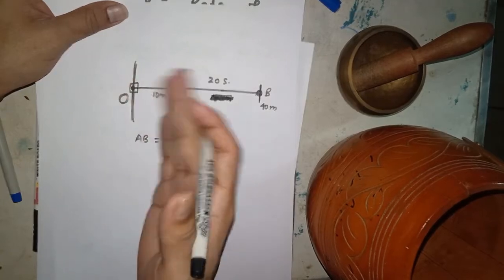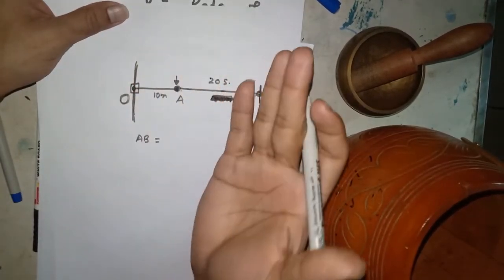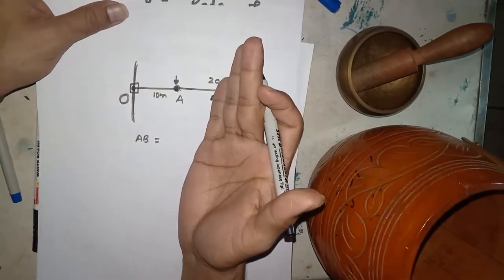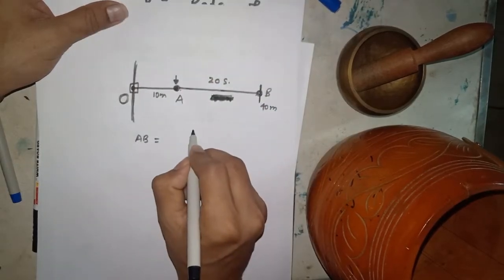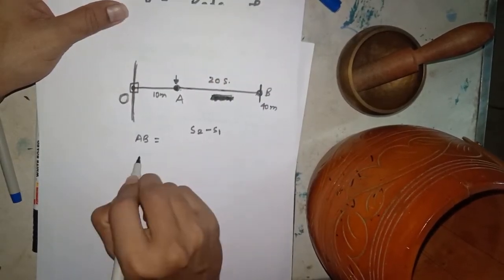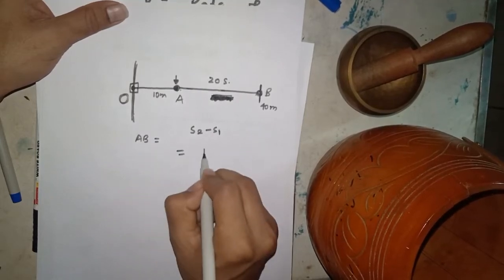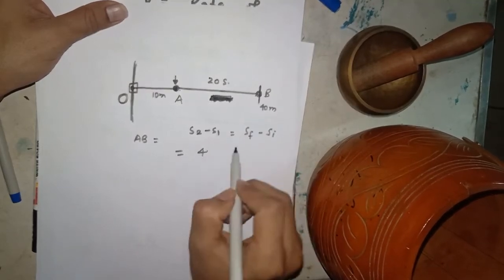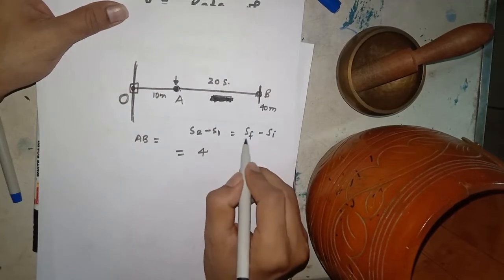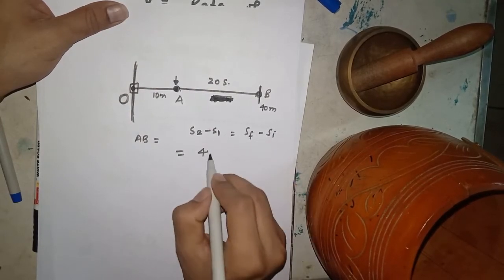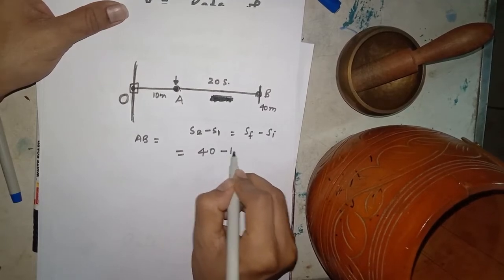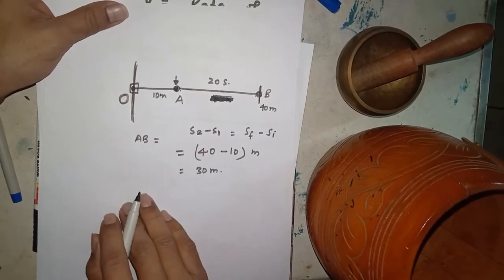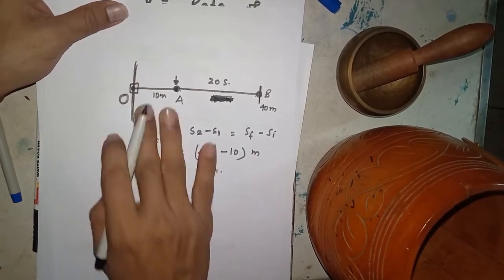So the definition of rate is change in displacement, not displacement. Change in displacement means difference in displacement. So it becomes S2 minus S1, or S final minus S initial, means final here and initial here. Displacement final, displacement initial. So it becomes 40 minus 10 meter. It gives 30 meter. So this is the displacement of my journey.